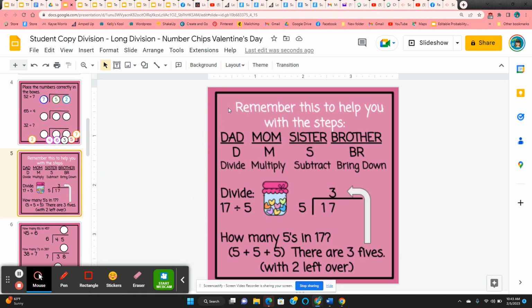Slide 5 gives them a little boost with this acronym: dad, mom, sister, brother. So they divide, multiply, subtract, and then bring down. And the next few slides are going to walk them through those steps.